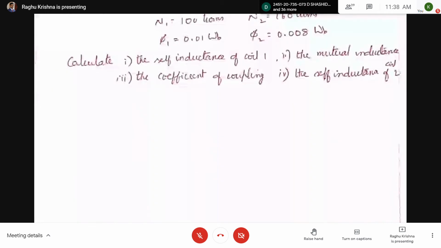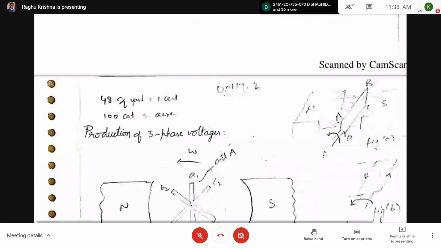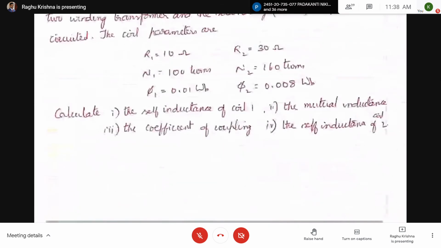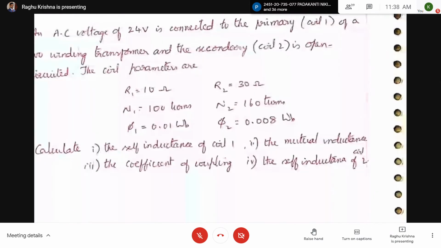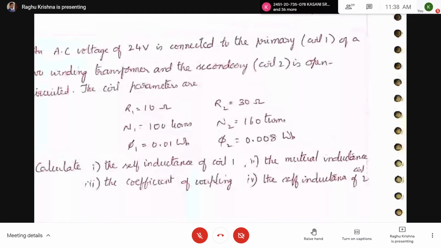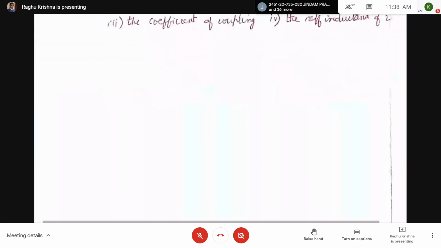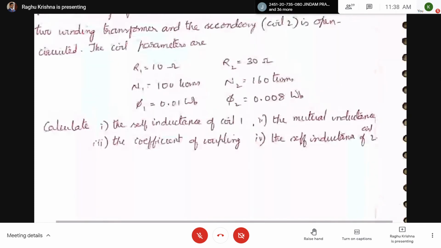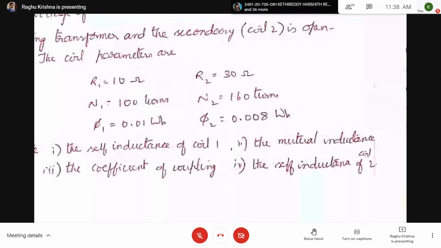So self-inductance of coil 1. This problem will be covered in transformers, in unit 3. Here the units of flux are Webers. Phi1 is 0.01 Weber.